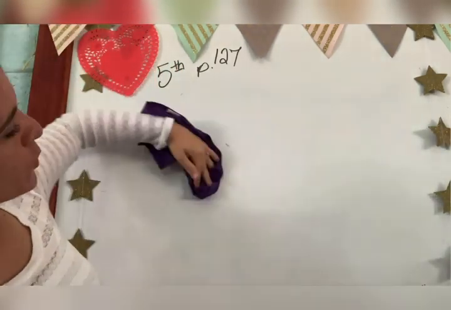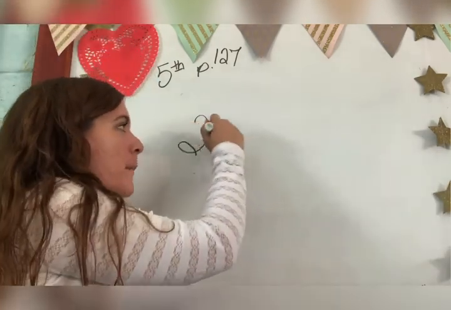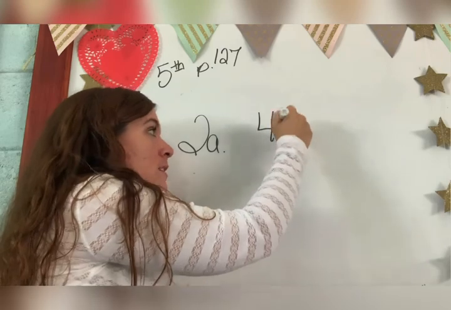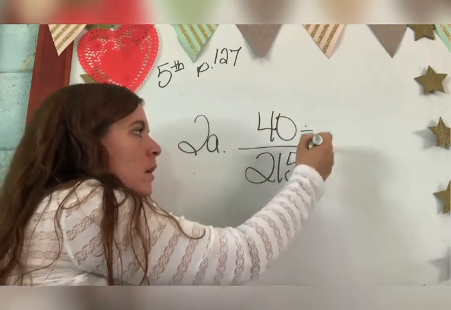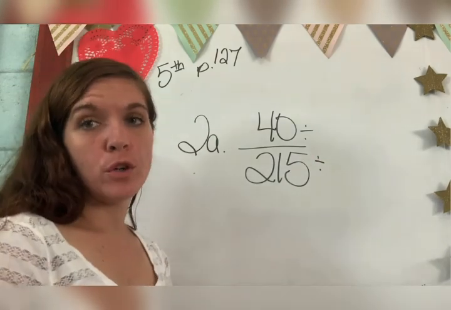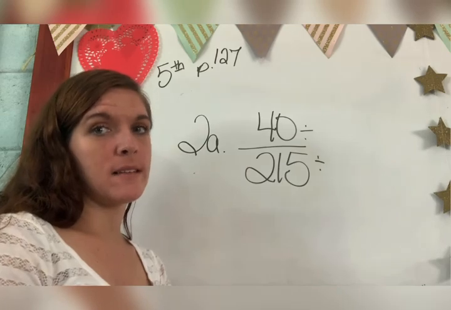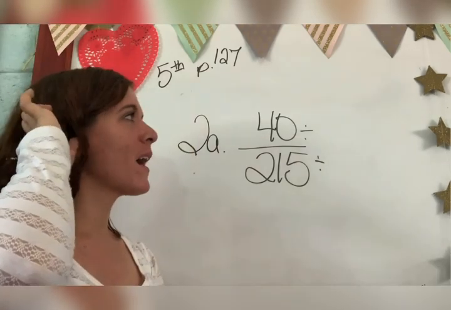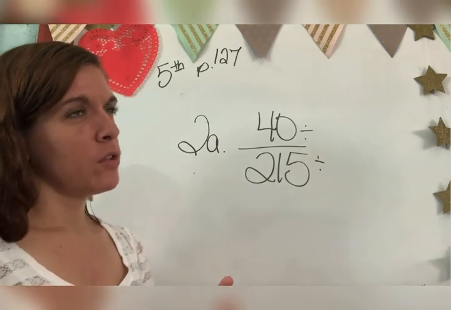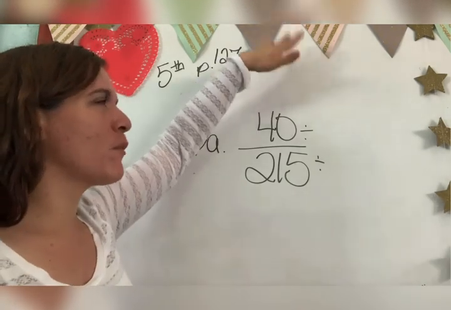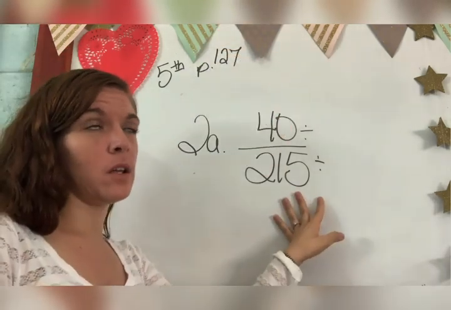Okay, guys, look at number 2. I know that number 2 looks hard, and we're going to try a different way today. You need to reduce this number. I want you to think of the biggest number that you think could go into these numbers. Let's try 4, because I look at 40 and I'm thinking 4 can go into 40. Okay, so we know 4 goes into 40, but can 4 go into 215?